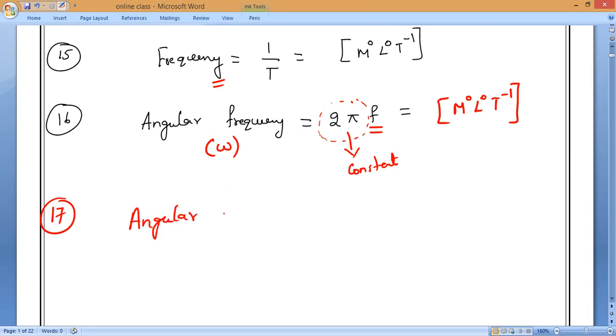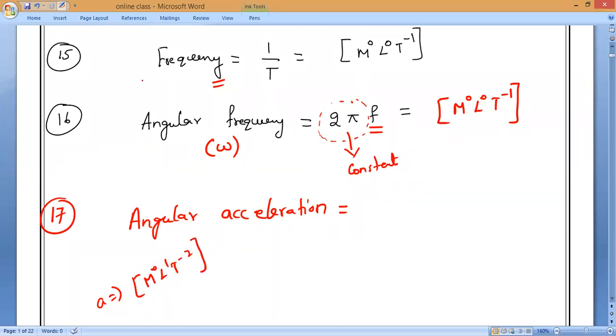Not acceleration, angular acceleration. So what are the acceleration dimensions? Can you tell me? Acceleration: we have written that it is change in velocity divided by time. Change in velocity is M⁰L¹T⁻¹, divided by time T¹. So the acceleration dimensions are M⁰ L¹ T⁻². Everybody, M⁰ L¹ T⁻².